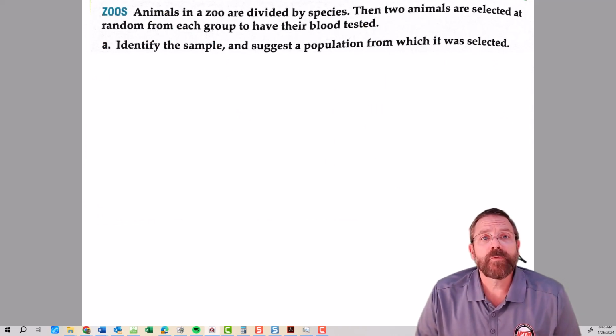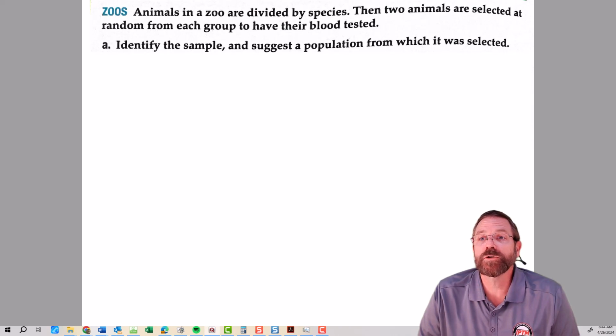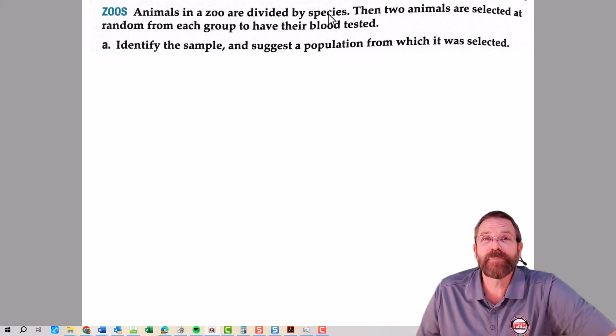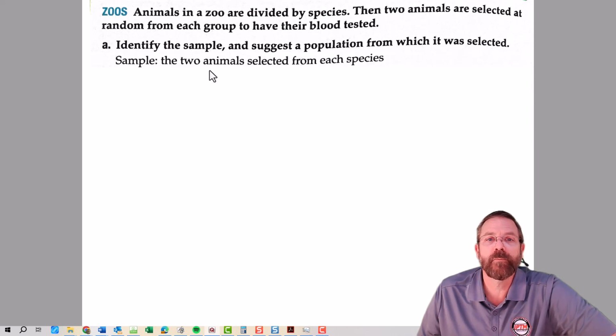First problem says animals in a zoo are divided by species. When two animals are selected at random from each group to have their blood tested, identify the sample and then suggest a population from which it was selected. So they're divided by species. What does that sound like to you? That sounds stratified to me, where you divide them into groups and then select them at random from that group.